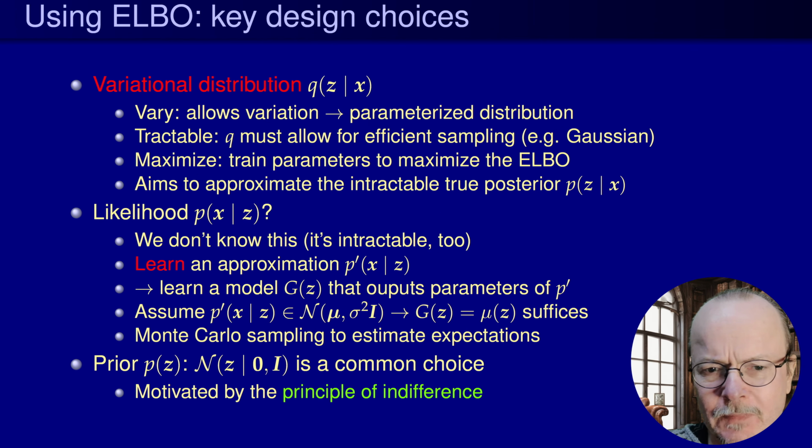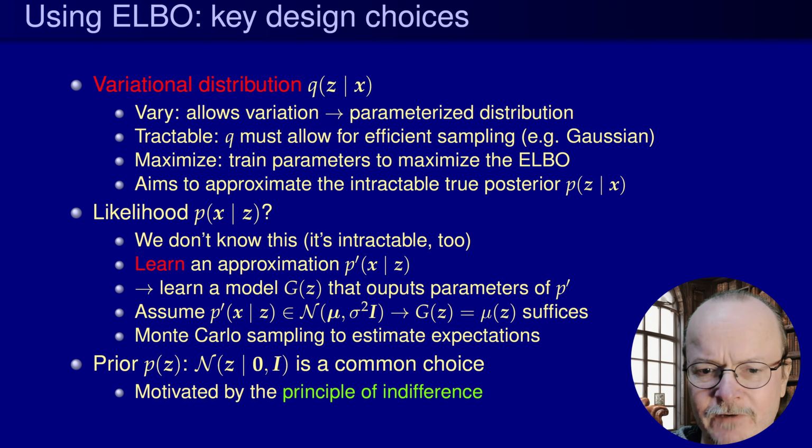Let's start by discussing the variational distribution, Q. The word variational implies that we should somehow be able to vary this distribution. And we know of a way of doing that by using parameterized distributions. In order to make the impossible possible, the variational must be possible, that is, tractable. In practice, this means that it allows for efficient sampling.